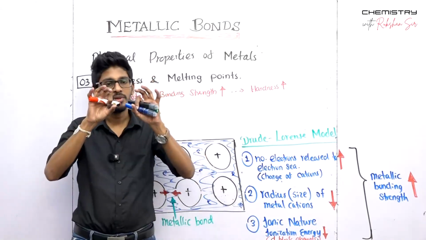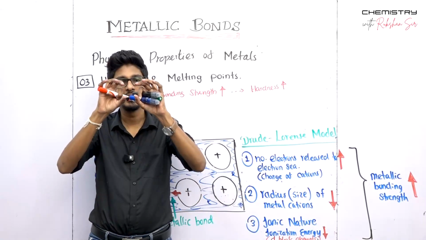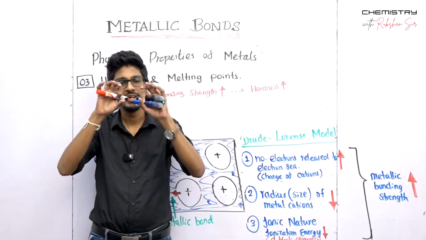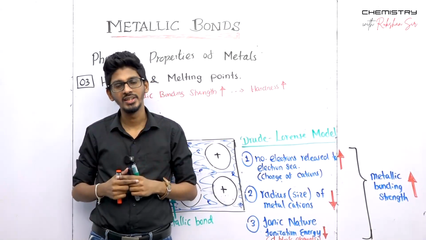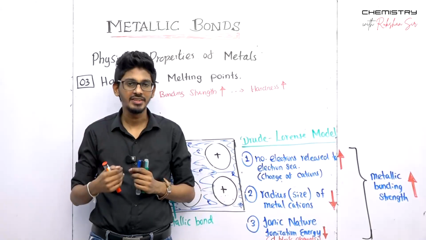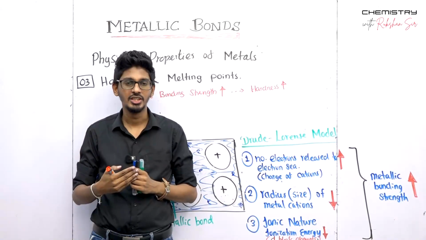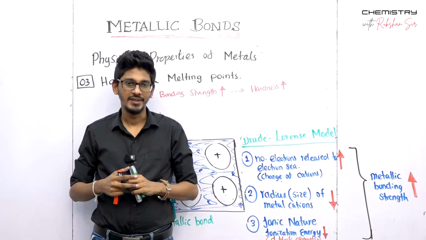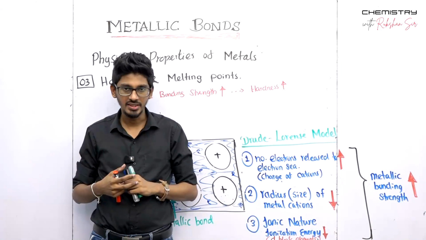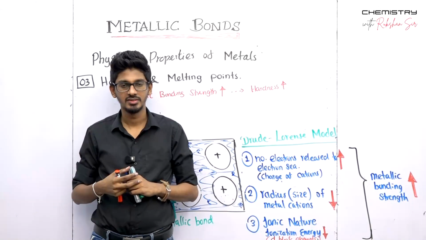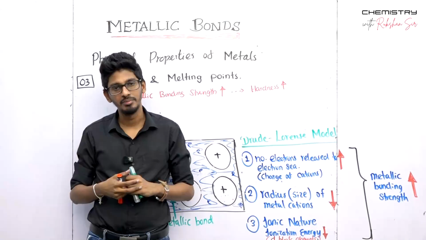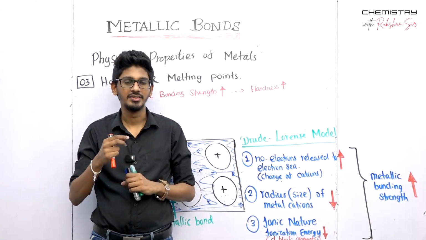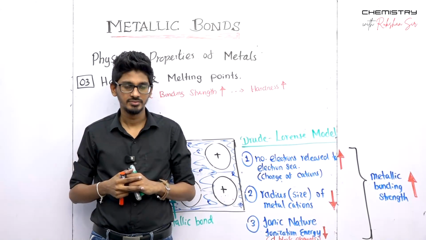So if the bond between the two particles, the bond which sticks the particles together, is strong, then you need to supply greater heat energy to put them apart by breaking that bond. That means high temperatures are needed to melt your substance. That means your melting points will be high if the strength of the bond between the particles is high, right?